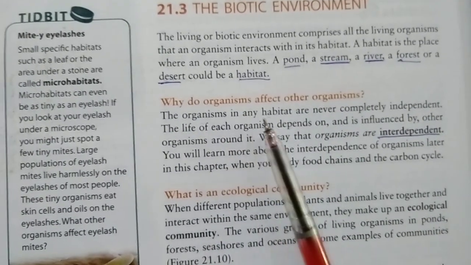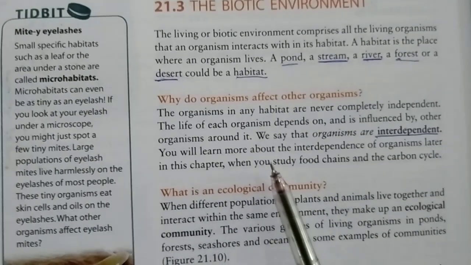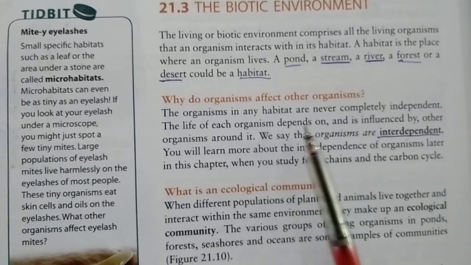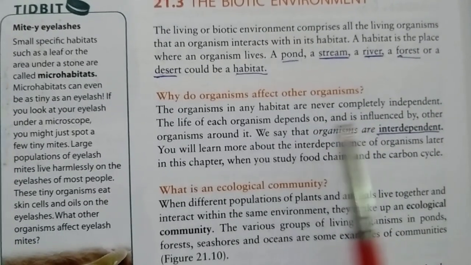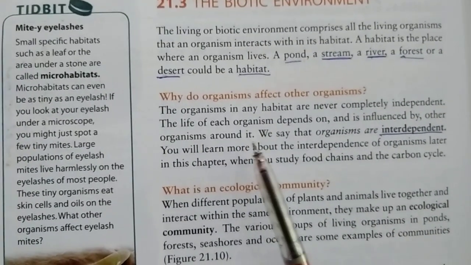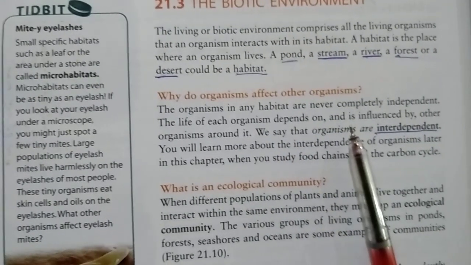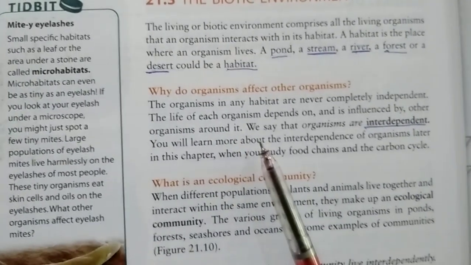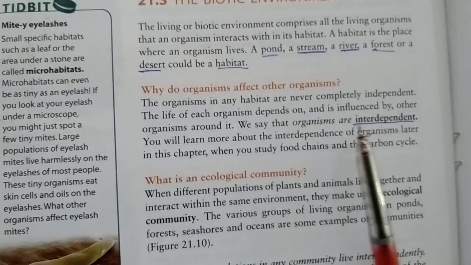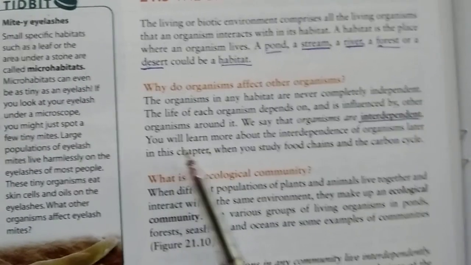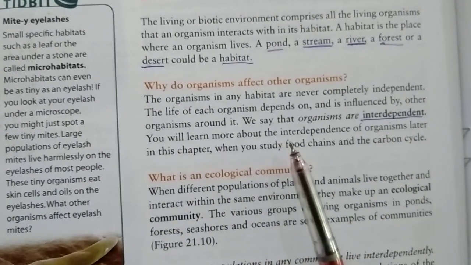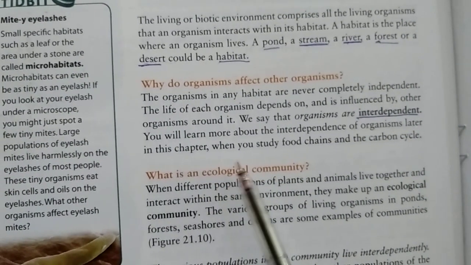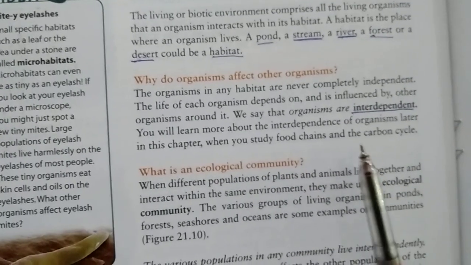Why do organisms affect other organisms? The organisms in any habitat are never completely independent. The life of each organism depends on and is influenced by other organisms around it. We say that organisms are interdependent. You will learn more about the interdependence of organisms later in this chapter when you study food chains and the carbon cycle.